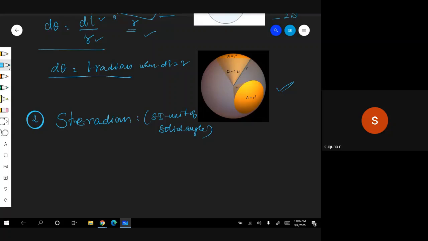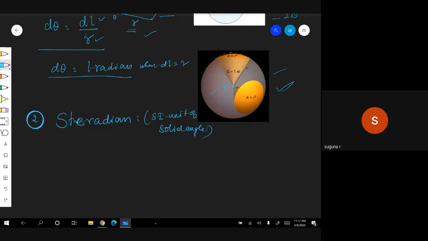Solid angle. See, this is a sphere, a 3-dimensional sphere, just like a shot put. It is a solid sphere, no? Here, what is steradian? It is the angle subtended at the center of the sphere by that surface of the sphere. This is the surface.